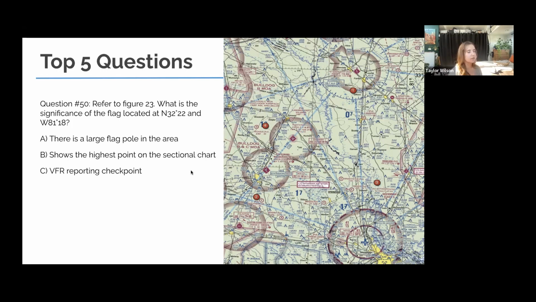So at least it tells us what type of symbol we're looking for. We're looking for a flag.